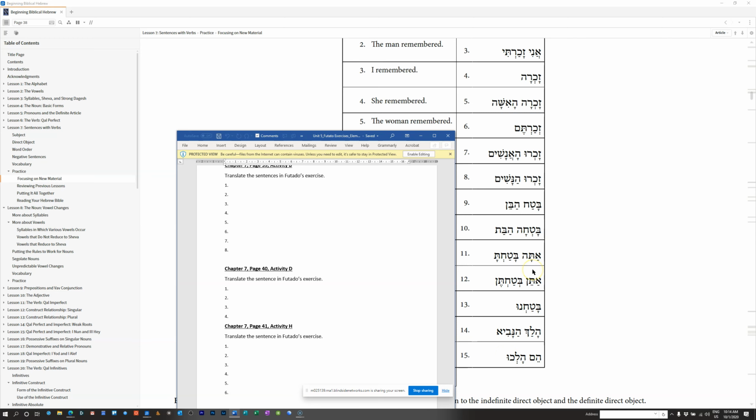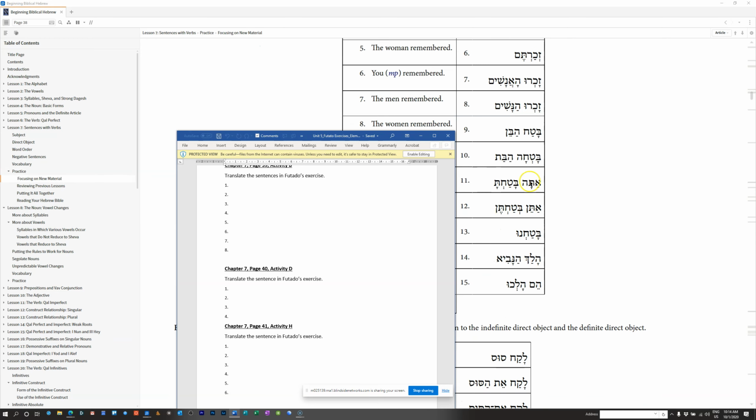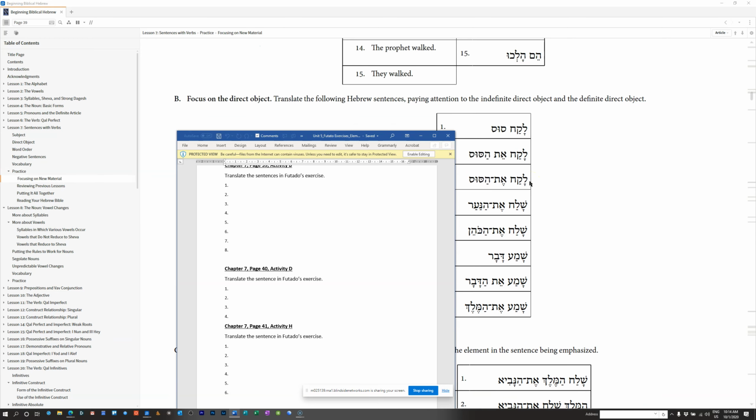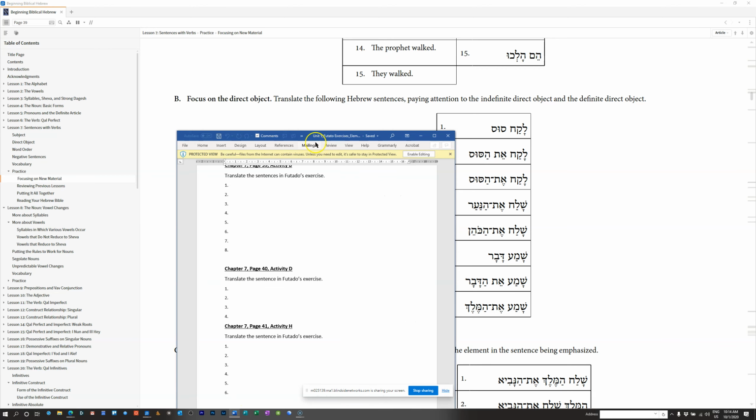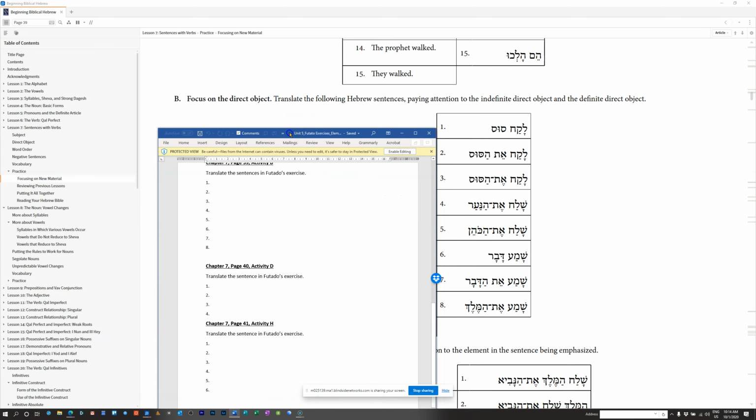All right, so that's A. Let's look at B here. All right, so now we're going to start looking at the direct object. Let me move this over a little.